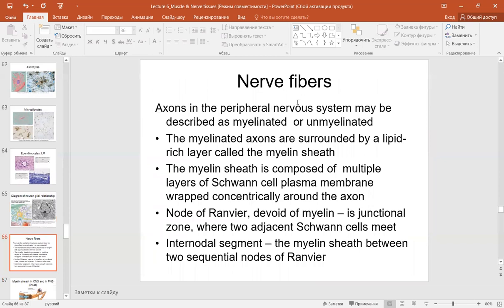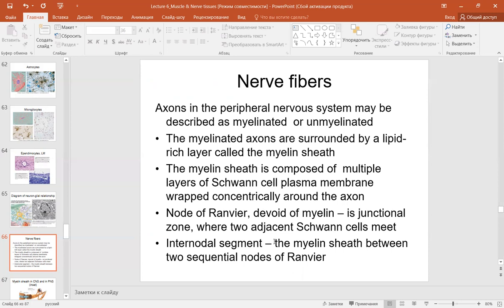Axons in the peripheral nervous system may be described as myelinated or unmyelinated. So we are talking about nerve fibers already. The myelinated axons are surrounded by a lipid-rich layer called the myelin sheath. The myelin sheath is composed of multiple layers of Schwann cell plasma membrane wrapped concentrically around the axon. Node of Ranvier, devoid of myelin, is the junctional zone where two adjacent Schwann cells meet. Internodal segment is the myelin sheath between two sequential nodes of Ranvier.